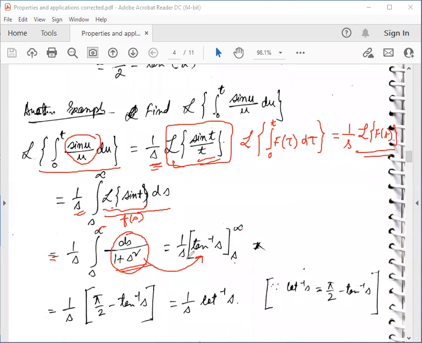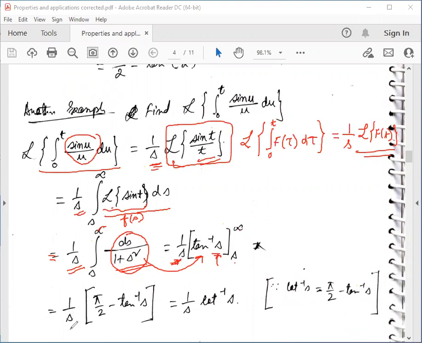So when we apply the limit, we apply the limit only here, not to the s which lies outside. We shall apply the limit only here, because this 1 by s is outside the integral sign. So the limit s tends to infinity will not be applied here.